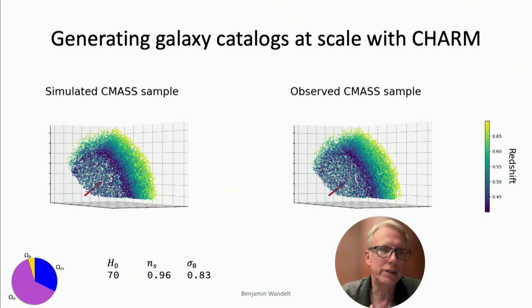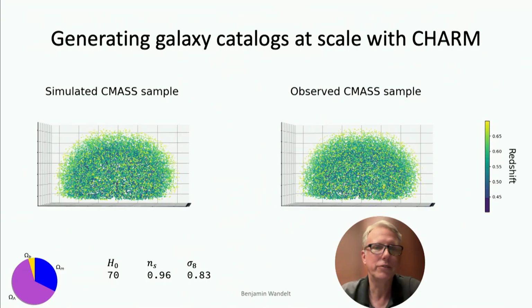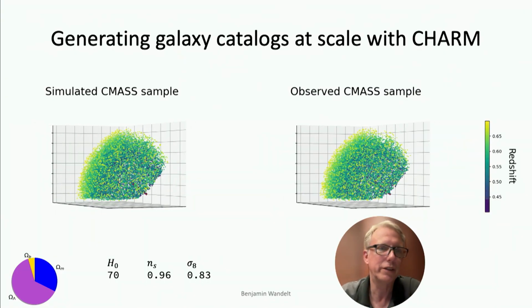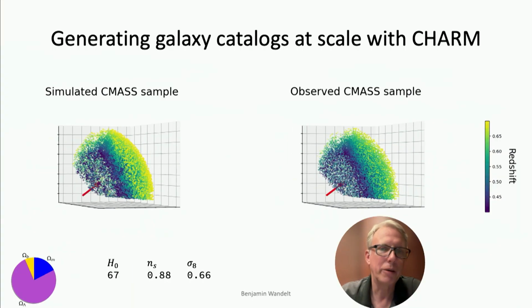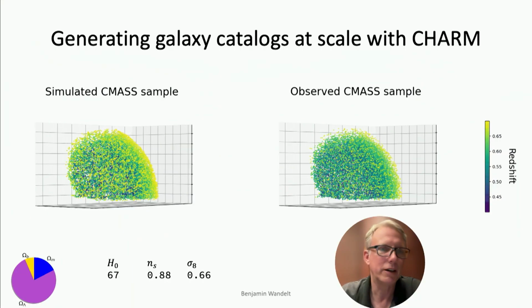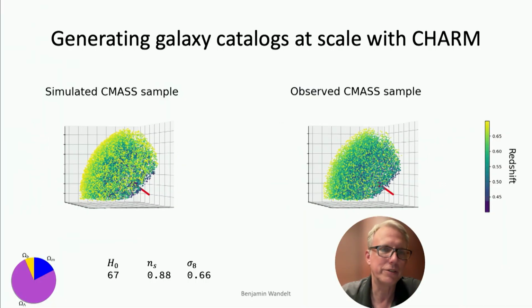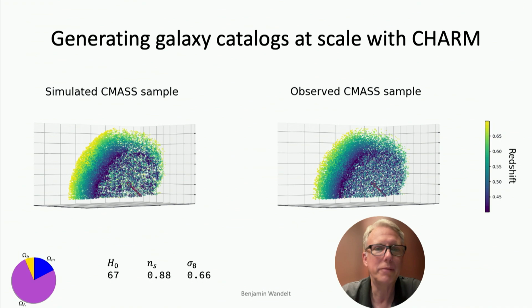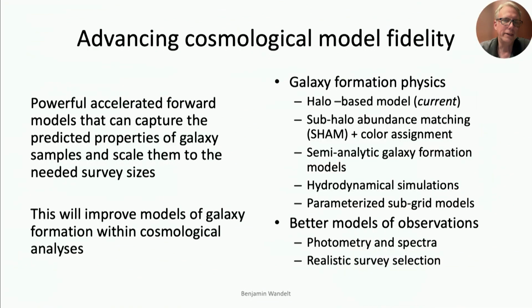So we can generate these galaxy catalogs with CHARM. This is one that you can see. So on the right is the actual observed data. On the left, the simulated. Looks pretty similar for these parameters. For these parameters, you can see some differences. The clustering really is visibly off if you stare at this for a long time. So we have the ability to do this at scale now. And this is only the beginning.